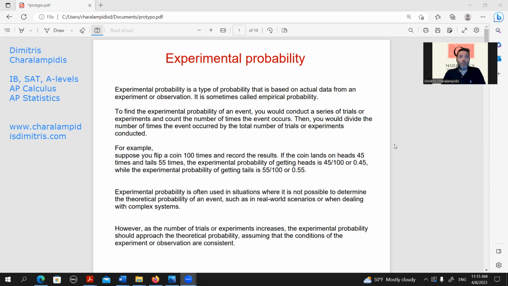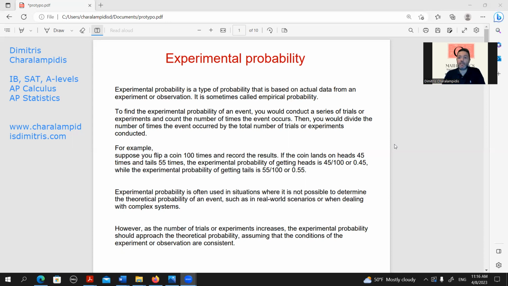Well, why is there that difference? It is mainly because the theoretical probability is defined as a specific ratio, the ratio of the cardinality of that event over the cardinality of the universal set, while the experimental probability is defined based on the observations taken. The experimental probability is often used in situations where it is not possible to determine the theoretical probability of an event, such as, for example, in real-world scenarios, or when dealing with more complex systems.